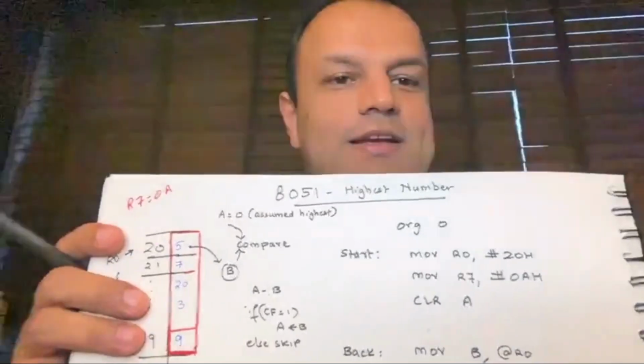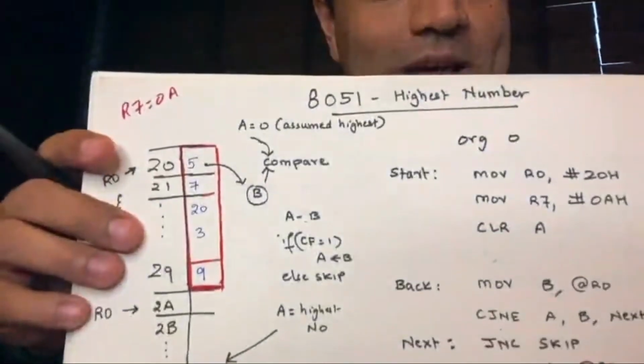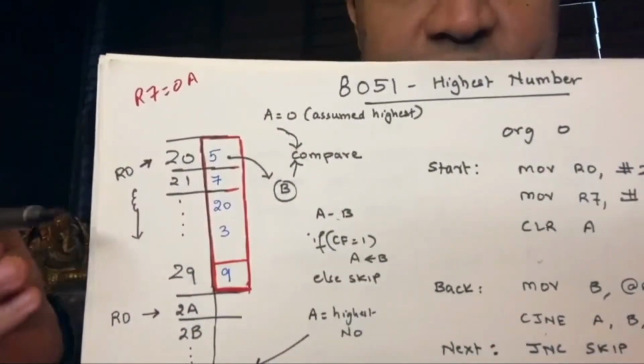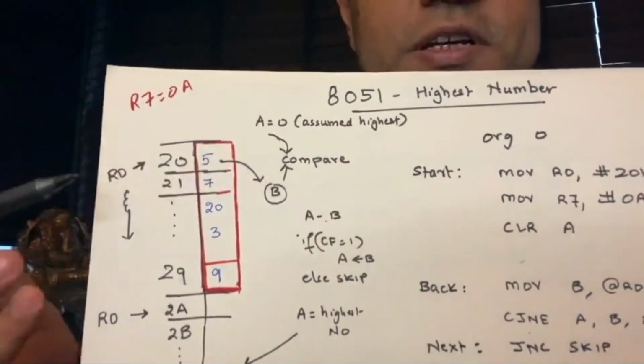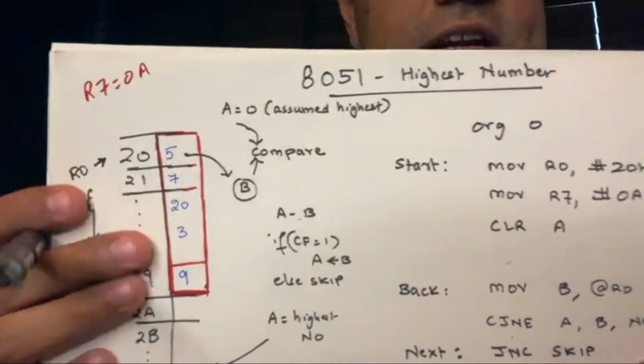Now, that's what we're going to do. Dictate the program to me. Come on, be confident. Come on. Initialize R0, initialize R7, and initialize A. First, tell me this much. Initialize R0, initialize R7, and initialize A.